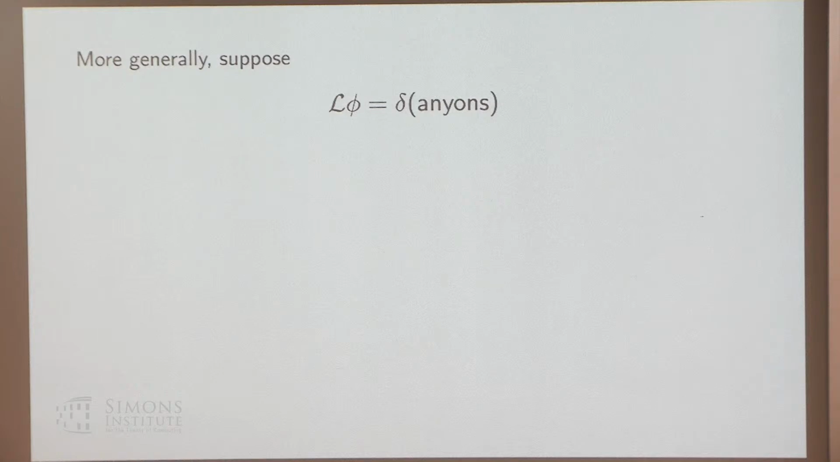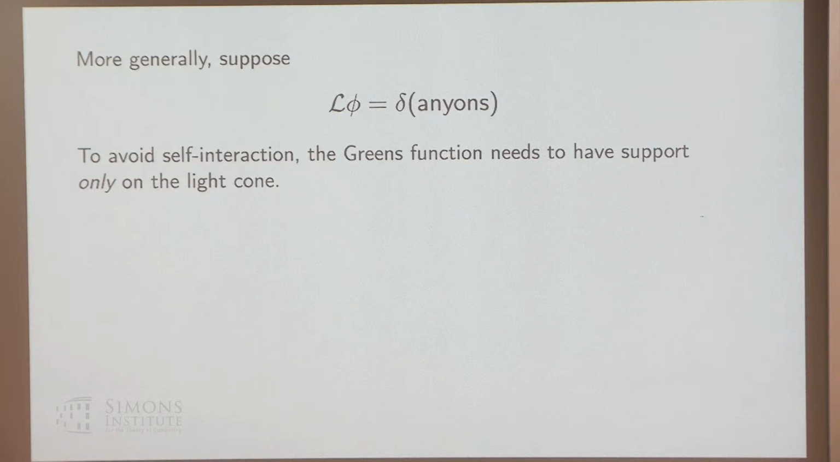In this case, the signals emitted by the anions will just spread outward at the speed of light, and the anion won't be able to catch up with them because they're moving outward at the speed of light. To formalize that a little bit, if you want to avoid the interaction between the anion and its own field, the Green's function for this differential operator needs to have support only on the light cone, or on the boundary of the light cone, if you like. So the signal sent by the anion needs to just propagate away from the anion and not leave any residual signal at the anion's location.